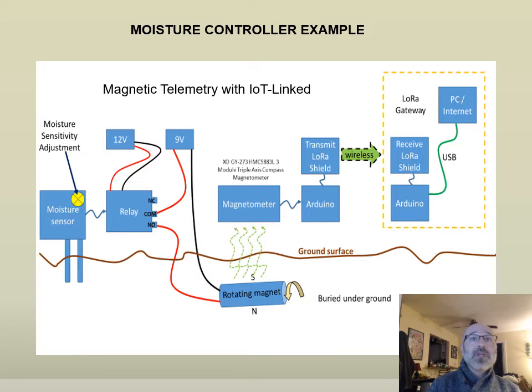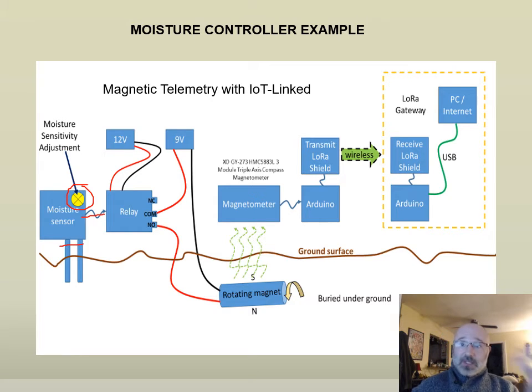So what we have here as an overview of the whole project is some moisture sensor that's in the ground. Now this is going to have a sensitivity adjustment on it, so it has its own controller, but we're going to just ignore this for now and simplify down our example. We have a moisture controller that's already set, and this is going to head into a relay. Now this relay, based upon the information we get from the moisture sensor, is either going to turn on and off a power supply that heads to a rotating magnet.